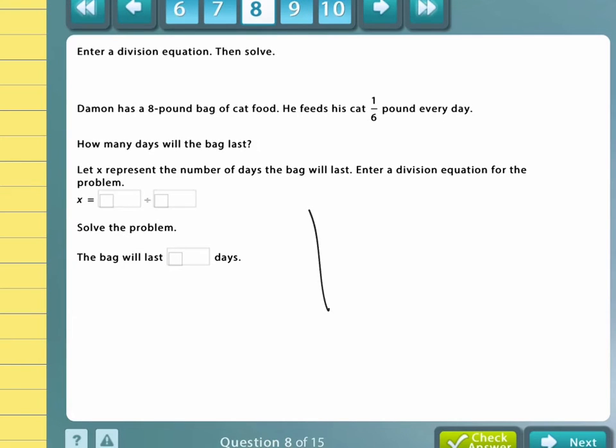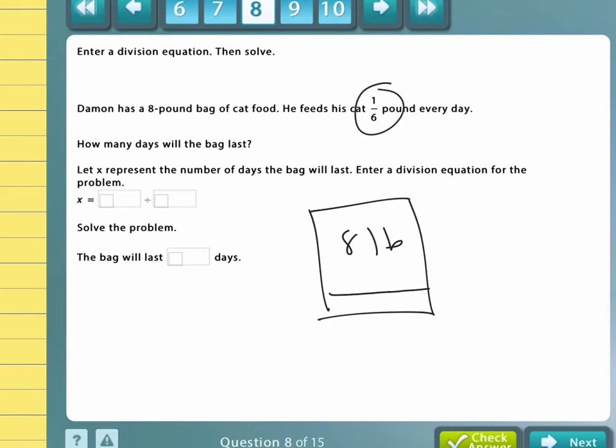Damon has an 8-pound bag of dog food, so this whole bag is 8 pounds. He feeds his cat 1/6 of a pound every day. So if I just took 1 pound out of the bag and split that into 6 parts, each one of these would be a day. That's 1/6, 1/6, and so on. I guess it's cat food, not dog food. So that would feed the cat for 6 days. Every 6 would be a day. So 1 pound would be 6 days.